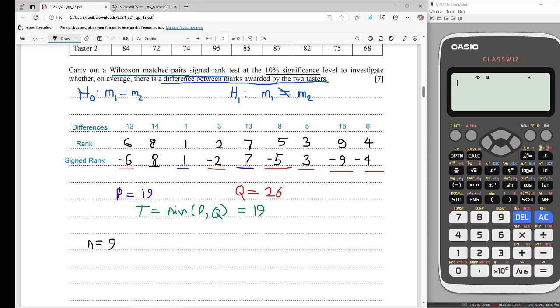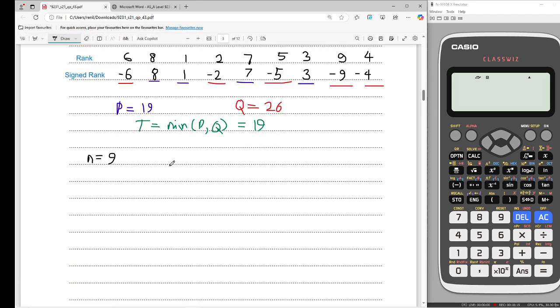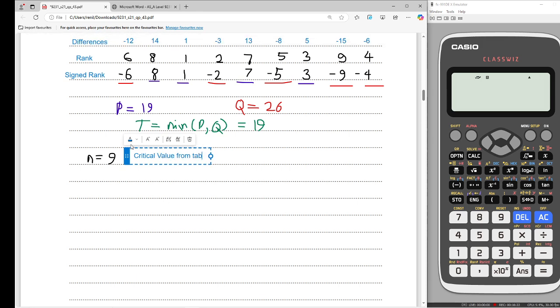So at a two-tailed test, 10% significance level, we have here and here. So that means the critical value will overlap over here, 8. So that means we should write critical value from tabular column is 8.